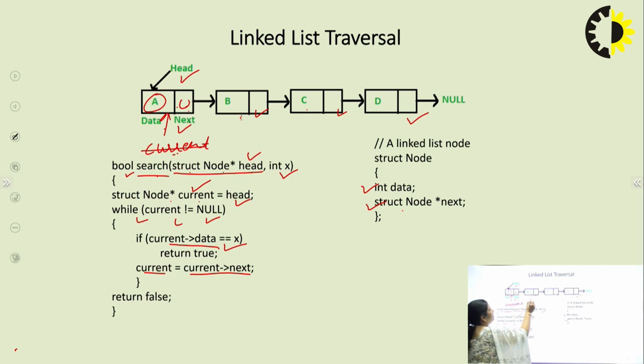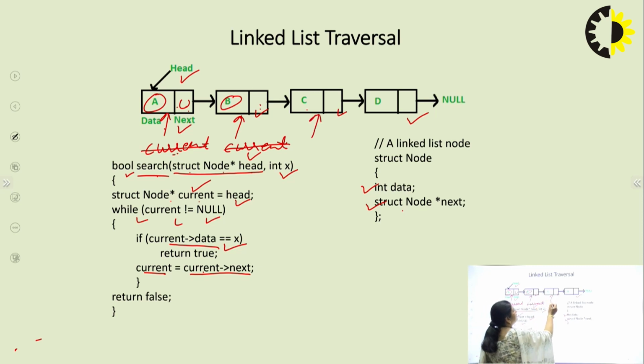So what will happen now? Current will point to the second node. Now again it will compare the data stored at the second node. If the match is okay, otherwise current will become current next. It means the pointer value which is stored in the next pointer of this will be taken, so current will point to this. So we go on accessing the data and comparing. So I'm traversing through the linked list.